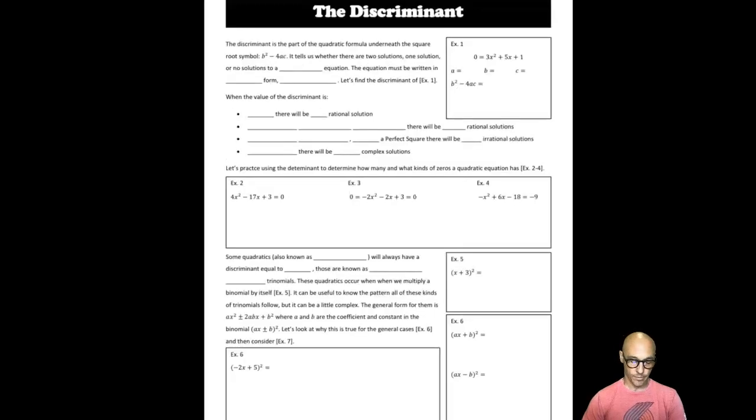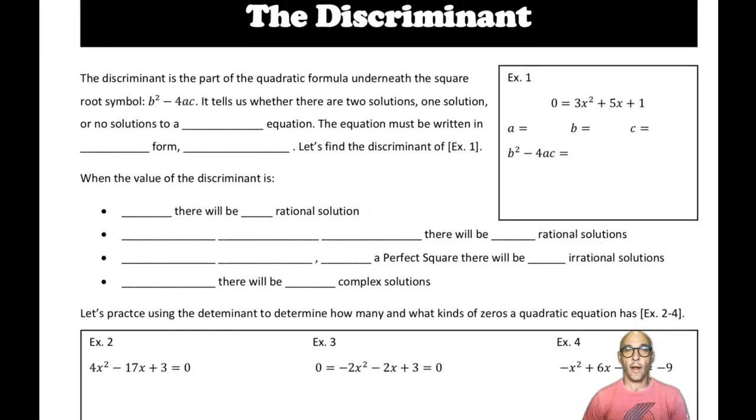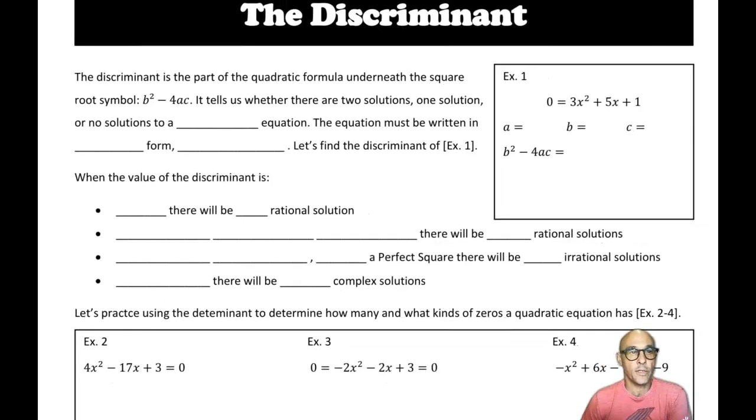The discriminant. The discriminant is the part of the quadratic formula underneath the square root symbol. It's b squared minus 4ac. It tells us whether there are two solutions, one solution, or no solutions to a quadratic equation.